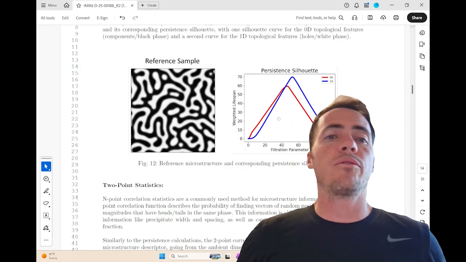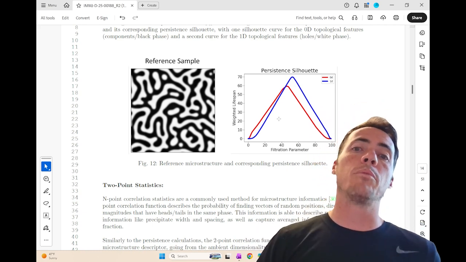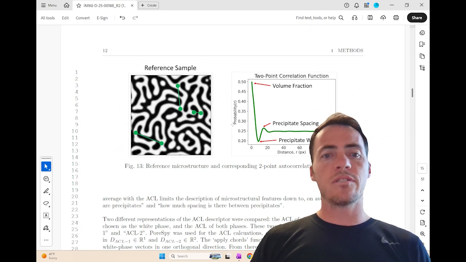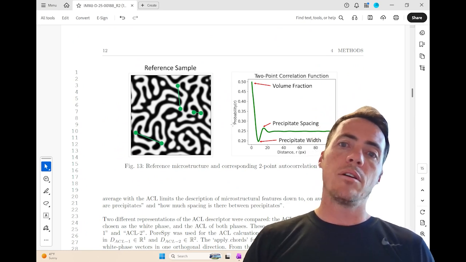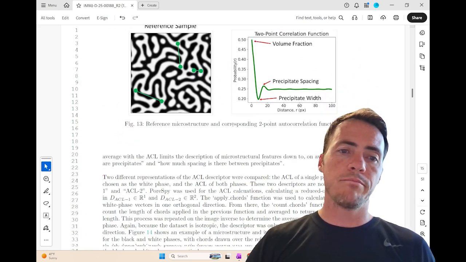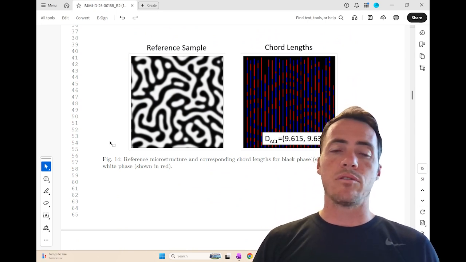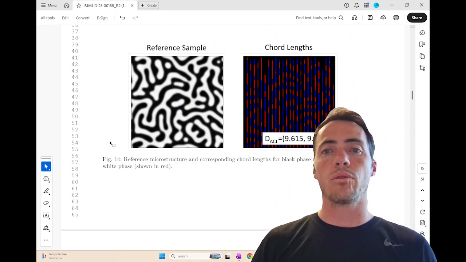Here, for example, is a reference sample that has been converted to a persistence silhouette. Similarly, with two-point statistics, you can convert this to a two-point correlation function. Or the simplest yet, you take your reference sample and you define it just in terms of widths and spacings using the chord length approach.